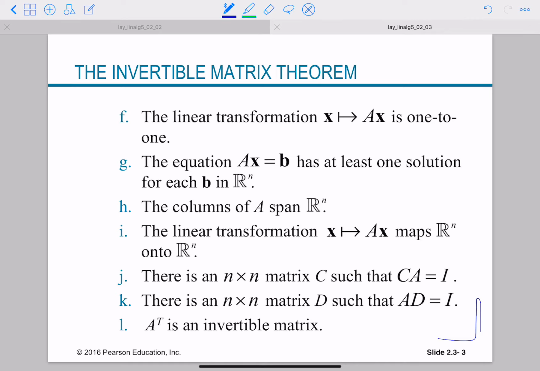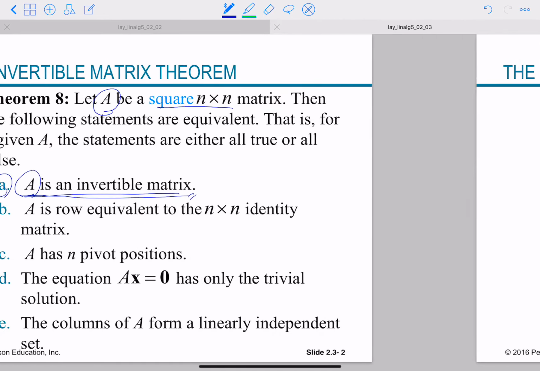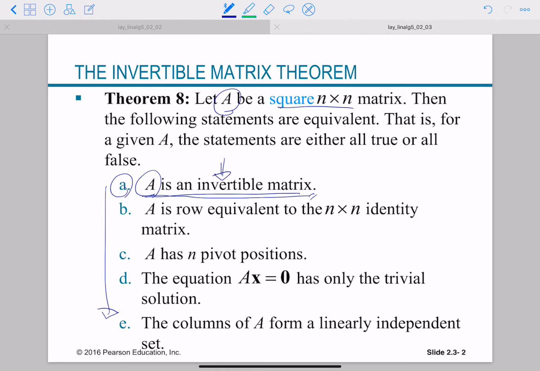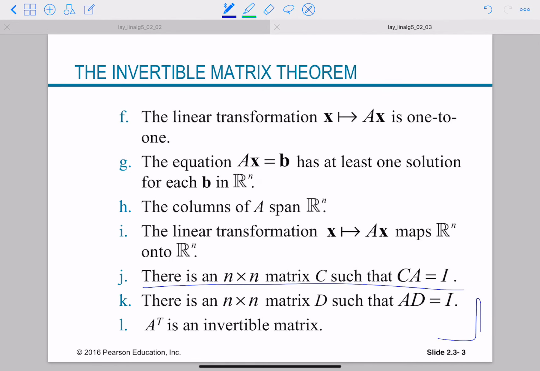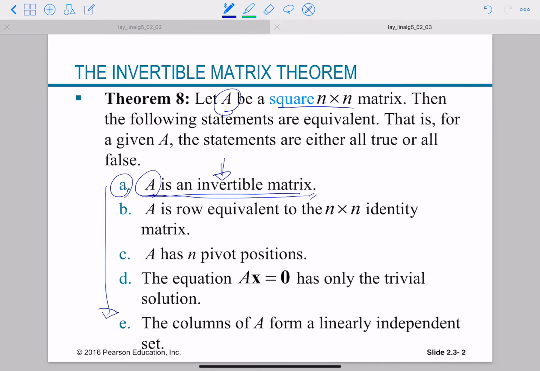So we can see that J is part of the requirement by the definition of this inverse matrix, right? So if A is true, then J is obviously true. Okay, and then we move to D from J. So D is saying this has the trivial solution.